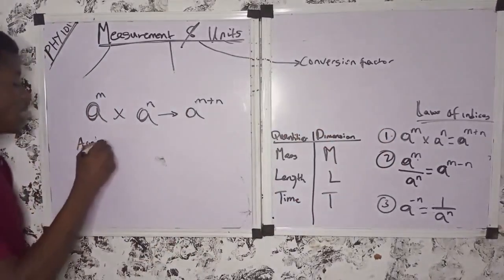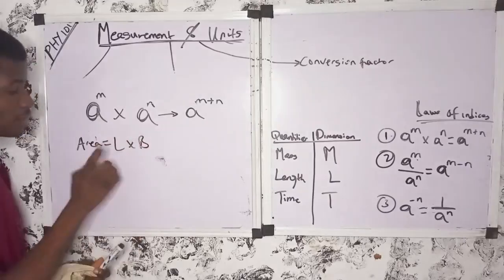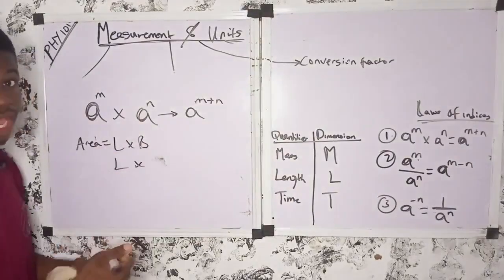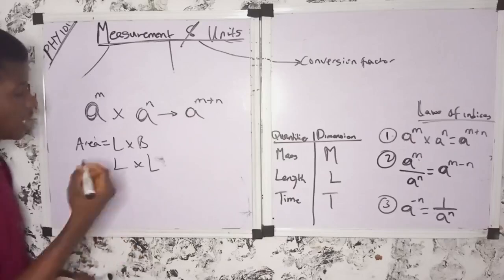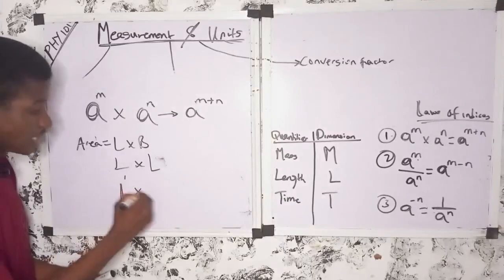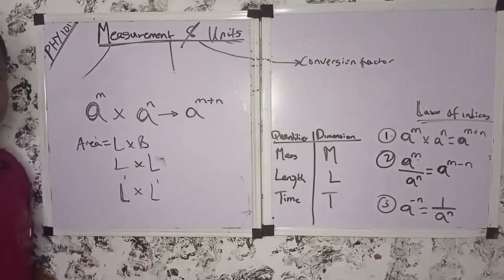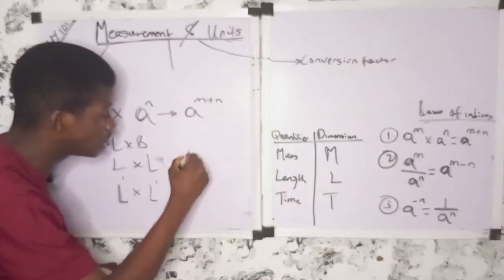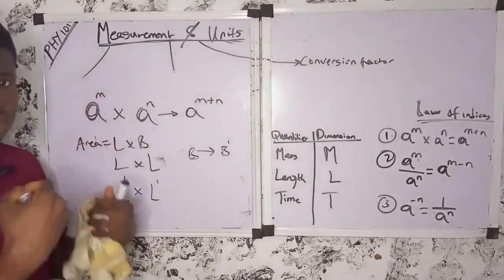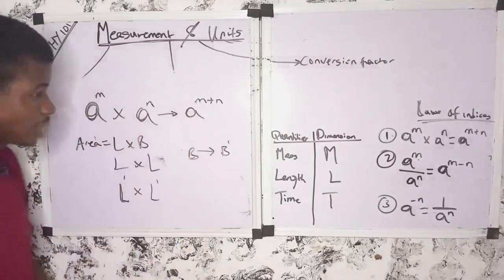Area is made up of length times breadth, right? Now, what is the dimension of length? The dimension of length is L. The dimension of breadth, I told you, is still L, right? Now, this L standing alone is still L raised to power 1. Anything raised to power 1 we still give the same thing. I don't know if you understand. B standing alone is still B raised to power 1. It's the same thing, which means that B is just B.